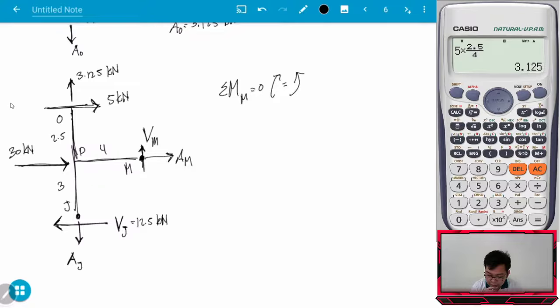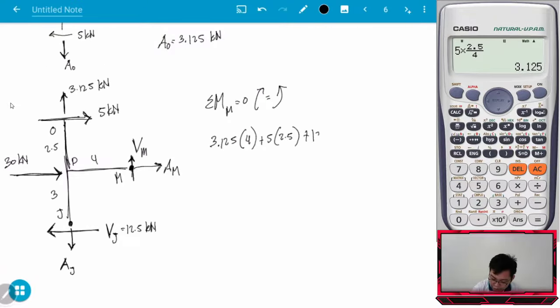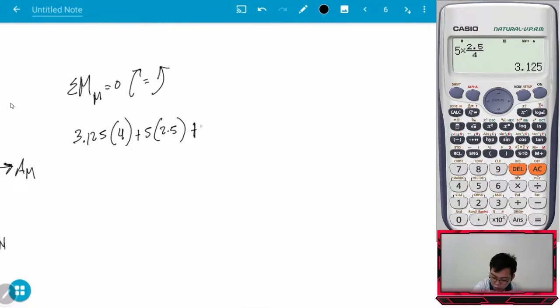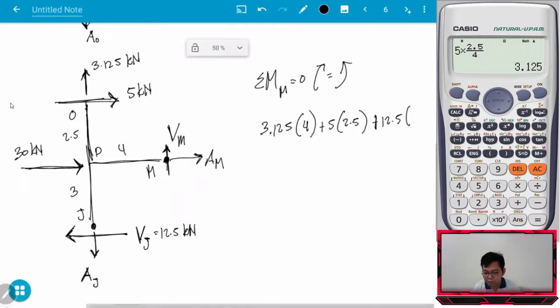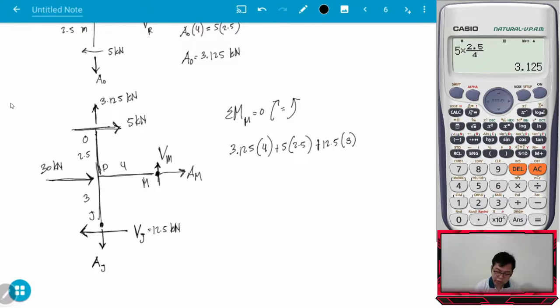Clockwise equals counterclockwise. What are the clockwise moments, guys? Number 1 is 3.125. Would you agree? The 3.125, guys, is clockwise with respect to M, with a moment arm of 4. Right? Another clockwise is this 5 kilonewton, plus 5, with a moment arm of 2.5. And then, this VJ, plus 12.5. What is the moment arm of VJ with respect to M? It is 3 meters. Again, this is just statics, 3 meters. You should be done with this already. I think that's all of the clockwise.